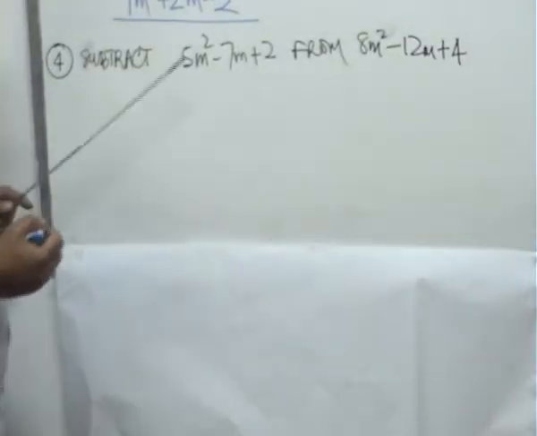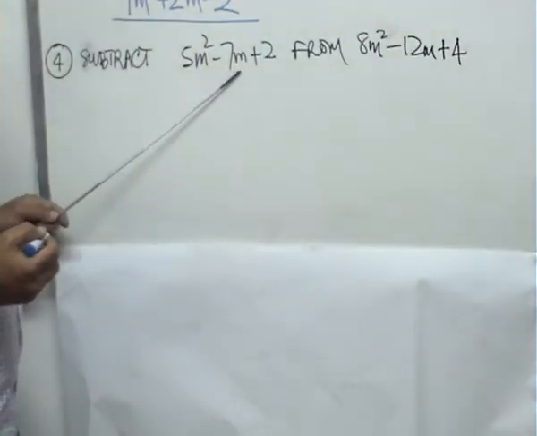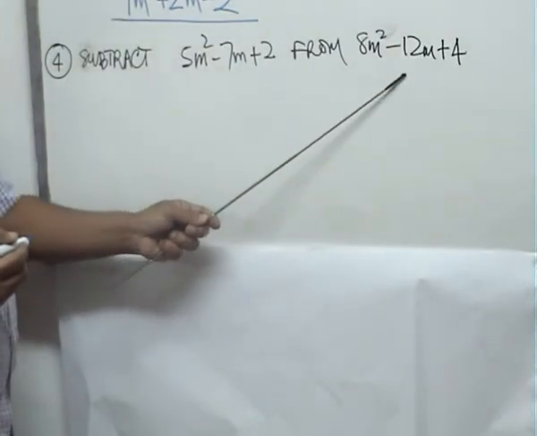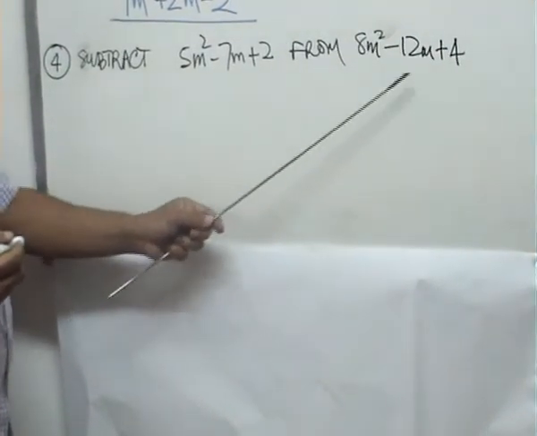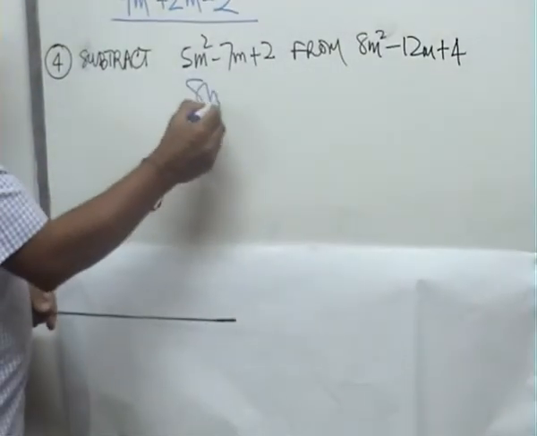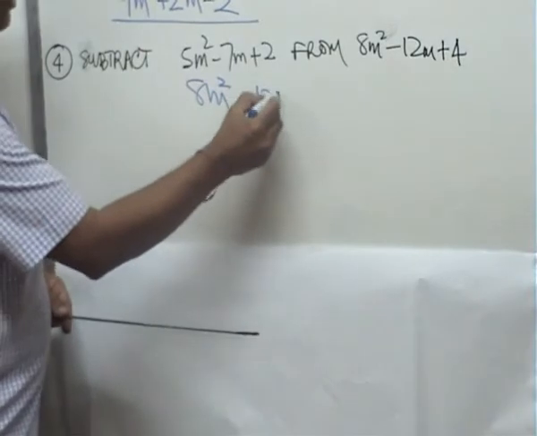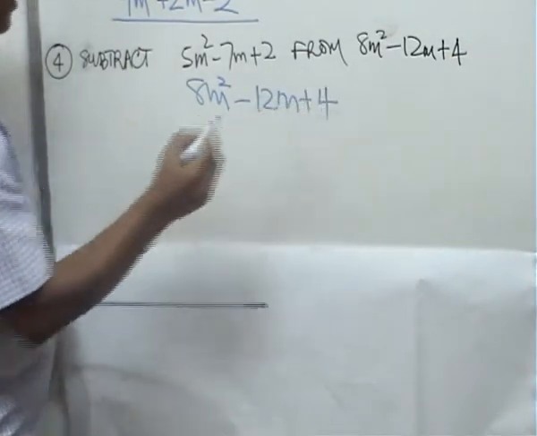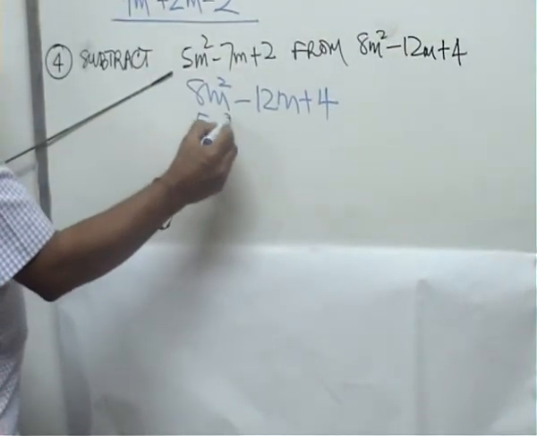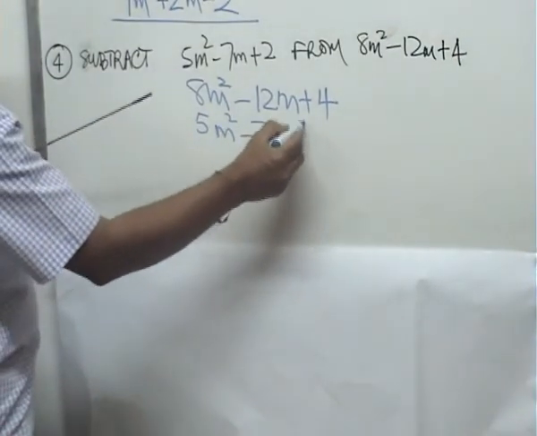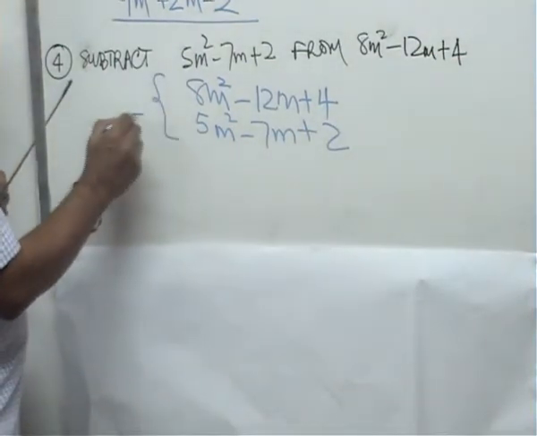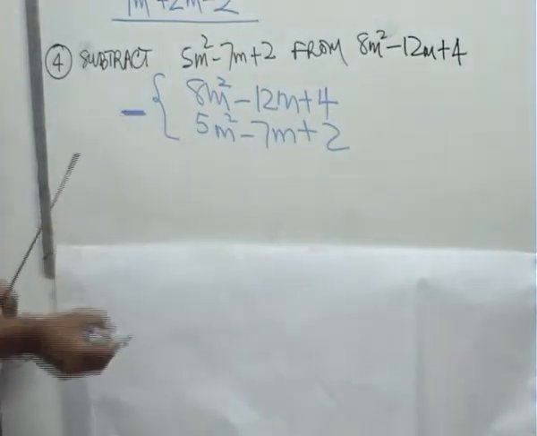Number 4, we've got to subtract 5m squared minus 7m plus 2 from 8m squared minus 12m plus 4. So 8m squared minus 12m plus 4 will be on top, and 5m squared minus 7m plus 2 will be in the bottom, and we are subtracting these two. So there's a subtraction sign here.